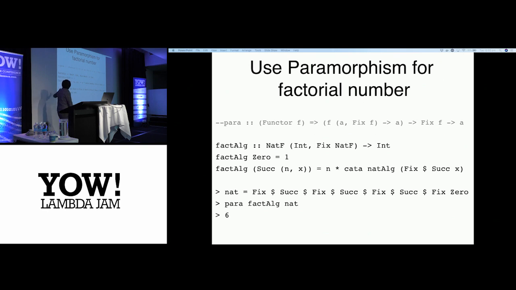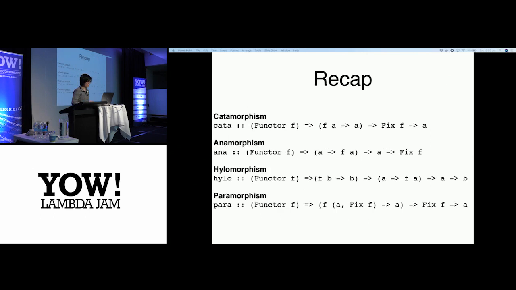Now in this case, I prepare the natural number in the last data structure format. It starts with 0, and that actually means finding the factorial number of 3. Now it's called, and so on, and returns 6. And that's the recap of the paramorphism we just discussed.